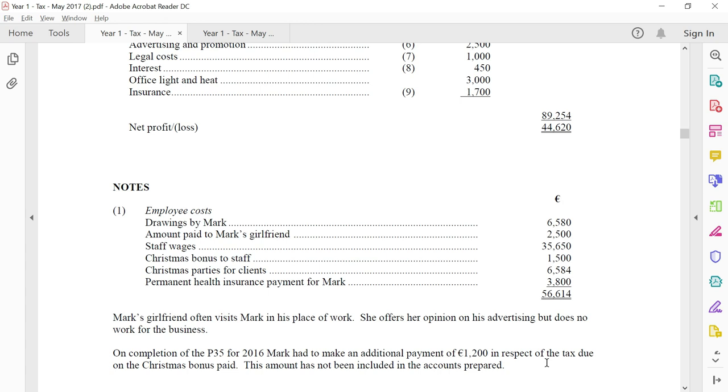Number 2, amounts paid to Mark's girlfriend. Just because it's Mark's girlfriend, I don't necessarily have a major issue with that, but I want to know, does she actually work in the business? Mark's girlfriend often visits Mark in his place of work. She offers her opinion on his advertising, but does not work for the business. If Mark is paying his girlfriend 2,500 to offer her opinion but not actually doing any work, I don't regard that as an allowable business expense.